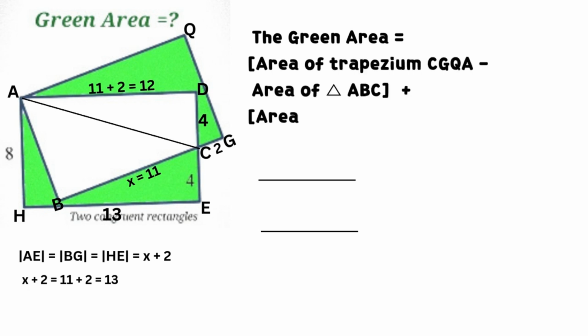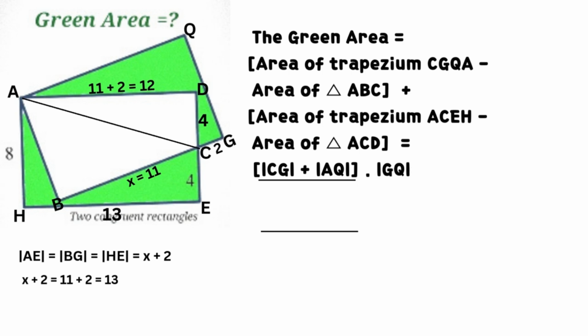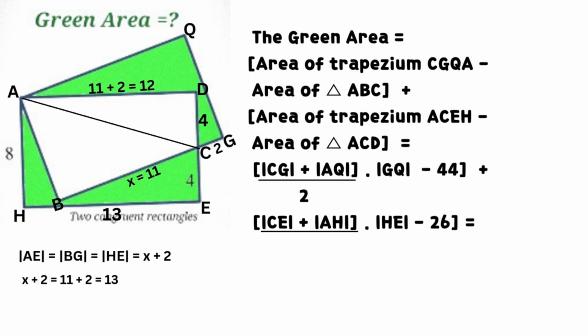The green area equals the sum of the area of trapezium CGQA minus the area of triangle ABC, and the area of trapezium ACEH minus the area of triangle ACD, which equals half the sum of line CG and line AQ times line GQ minus 44, which is the area of triangle ABC, and half the sum of line CE and line AH times line HE minus 26, which is the area of triangle ACD, as shown on the screen.